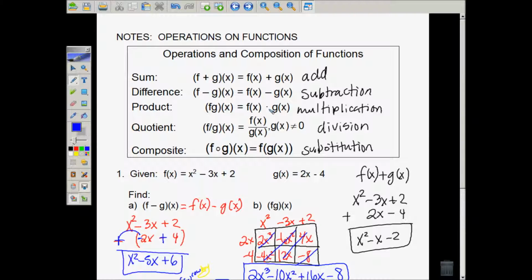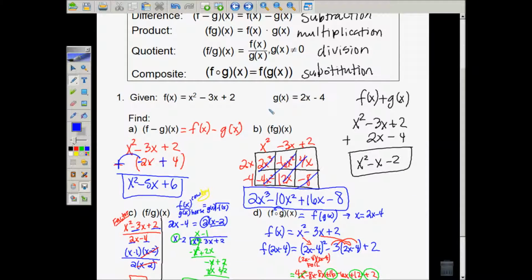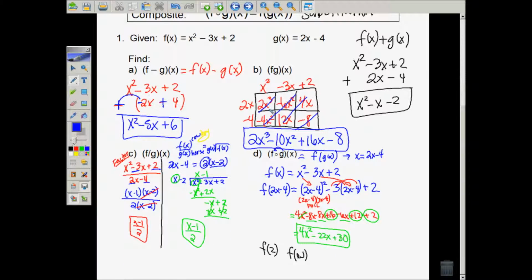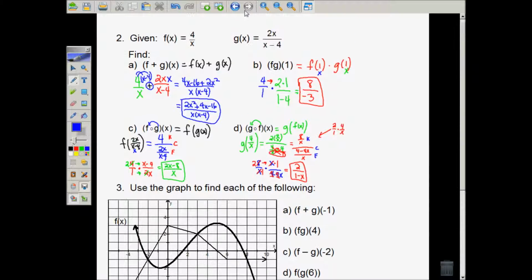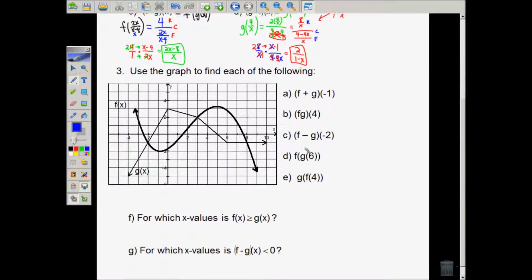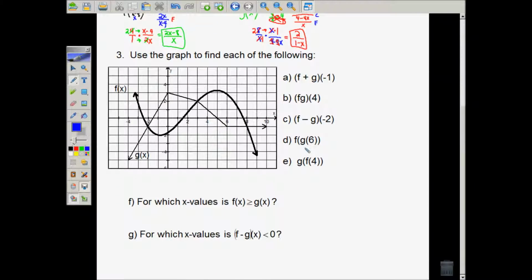And then we did a practice problem on how to subtract, how to multiply, how to divide, either using factoring or the long division method, correct? And then we did composing. And then on the back, we went to fractions. And we went over how to add. Again, we went over substitution and multiplication at the same time here. We went over composing again. So today we're going to go over how to do it all with a graph.